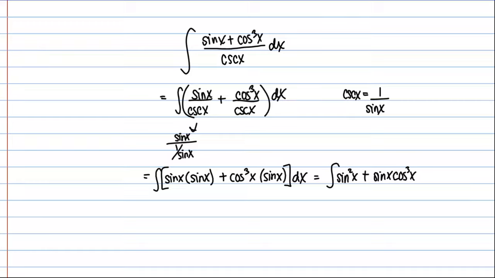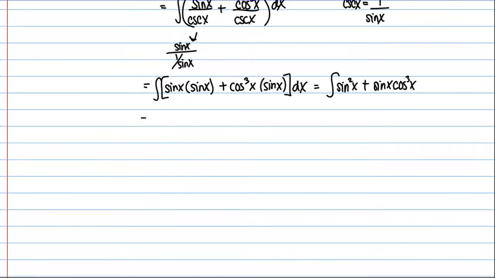We're actually going to think about each of those terms separately because we're going to have to use a different technique to find the antiderivative of each term. So we'll think about the integral of sine squared of x plus the integral of sine x cosine cubed x.